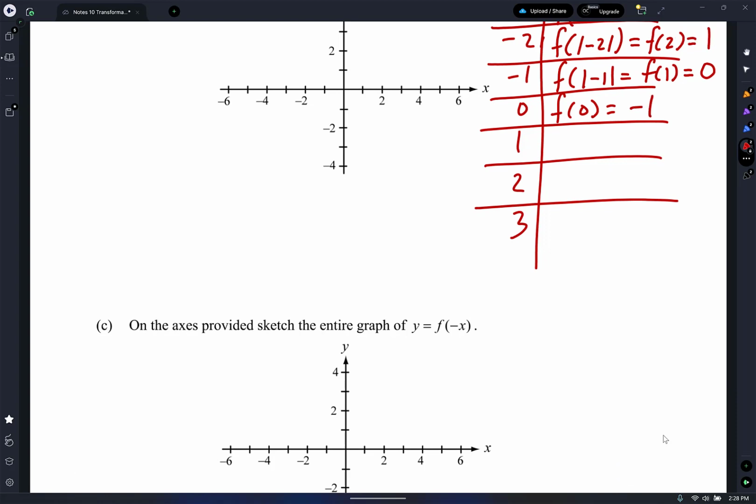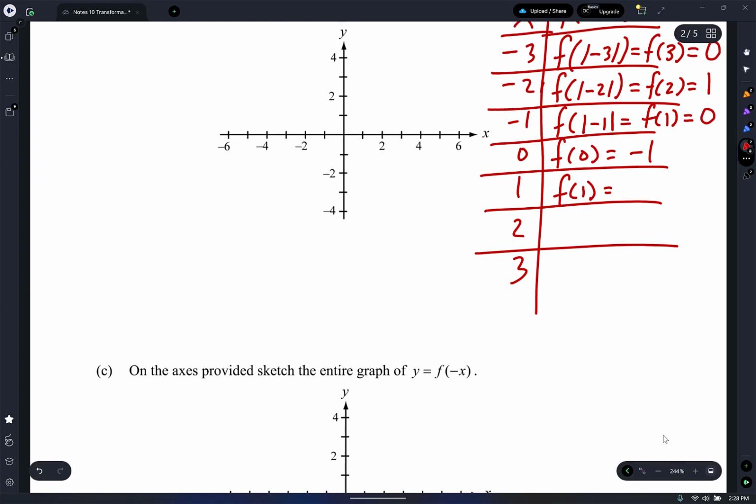It's the input that's absolute value, guys, and whatever the output is, is the output. Absolute value of 1 is already 1, so f of 1 is the same as when x is negative 1, so 0. F of absolute value of 2 is just 2, so f of 2 is just 1. And f of absolute value of 3 is just 3, and f of 3 is just 0.